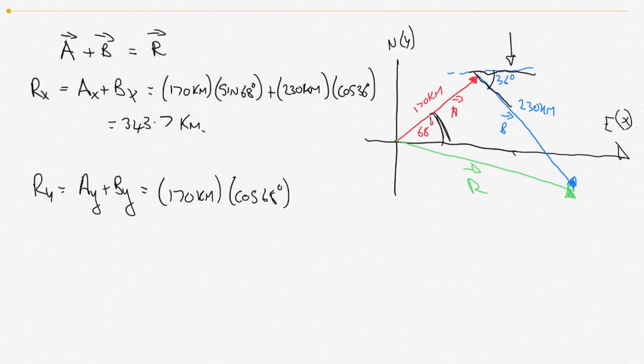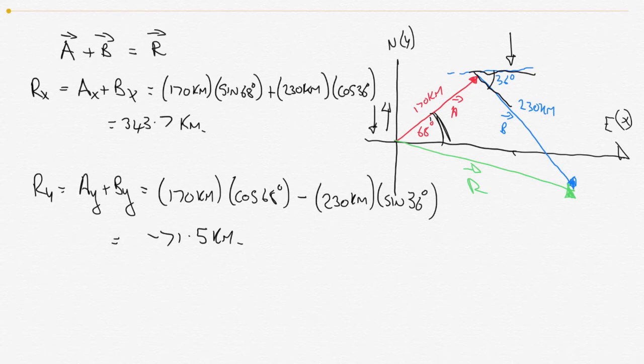And the y component of vector B is negative. Vector A is heading in the positive y direction, and vector B is heading in the negative y direction. So we need a minus sign here, and we get 230 kilometers again times the sine of 36 degrees. That gives us a total y component of minus 71.5 kilometers. So the minus sign tells us that the resultant vector is going to be below the x-axis. It's going to have a negative y component, which is what we expect when we draw the diagram, and that's what comes out of the maths when we do it.